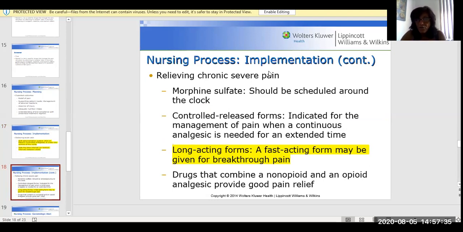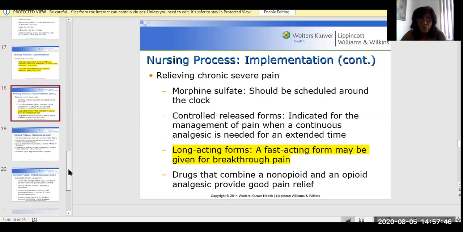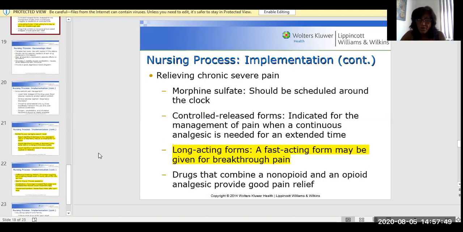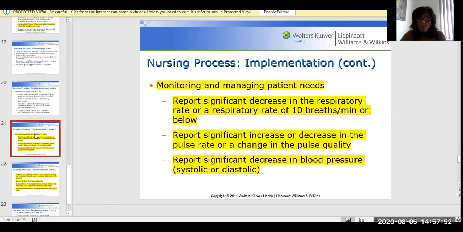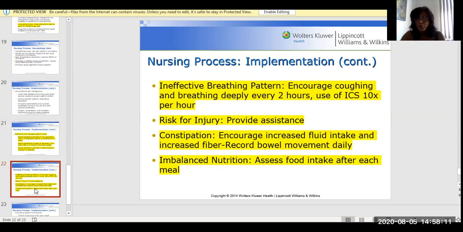I talk about, again, the nursing process implementation, long-acting forms of the meds. You're going to need something fast-acting for breakthrough pain. Obviously, that's important. So I basically am giving you the highlights of the things that are important. You can't know everything, but the things like implementation for the nursing process: how do you monitor the drug? If their respiratory rate's 10 or less, whoa, that's a problem. Stop the drug. If their pulse changes or if their blood pressure goes down, right? So I'm telling you what you need to know, and here are the nursing diagnoses associated with that.